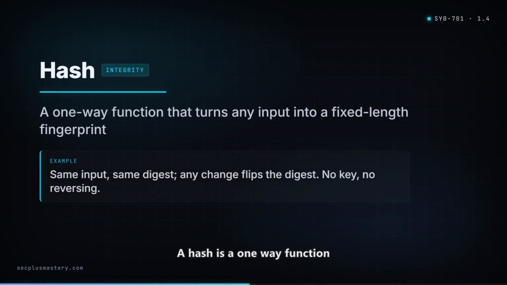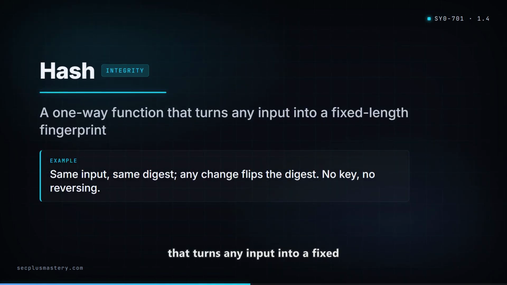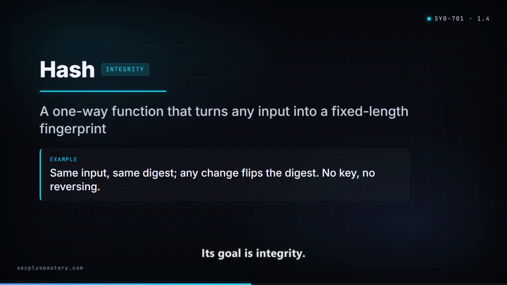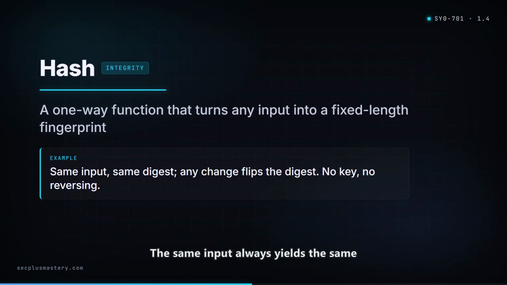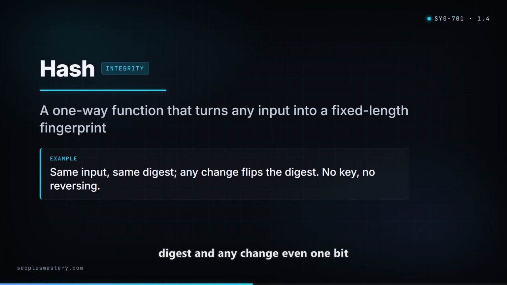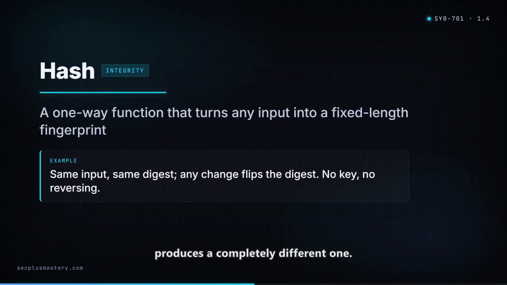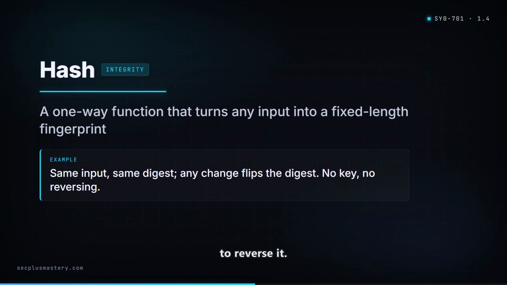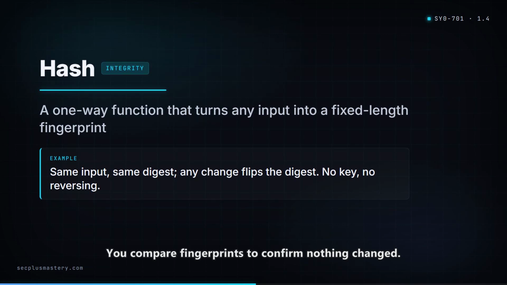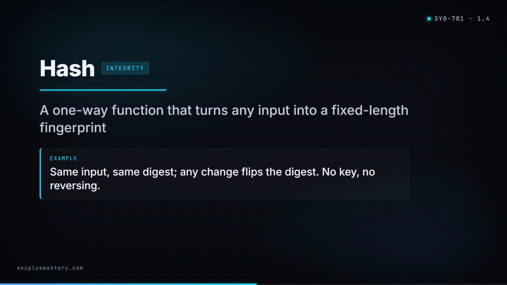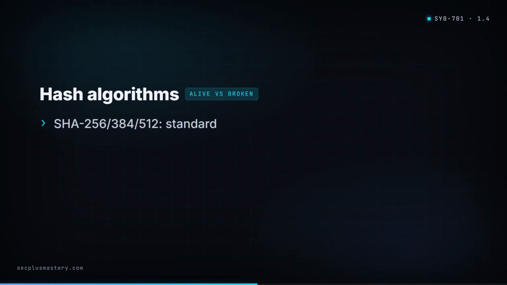A hash is a one-way function that turns any input into a fixed-length fingerprint. Its goal is integrity. The same input always yields the same digest, and any change, even 1 bit, produces a completely different one. There is no key and no way to reverse it. You compare fingerprints to confirm nothing changed. Know which hashes are alive.